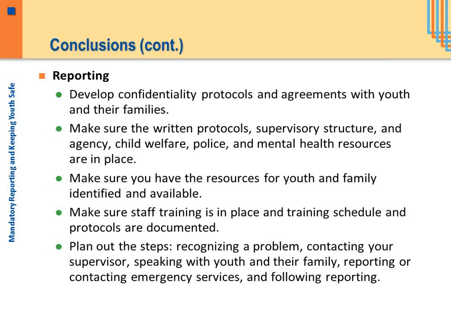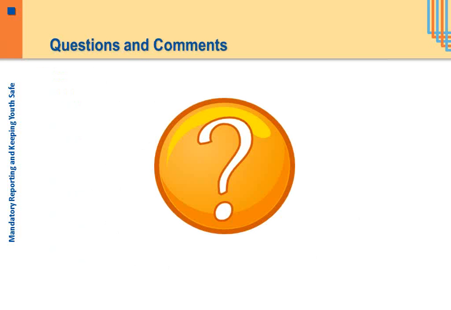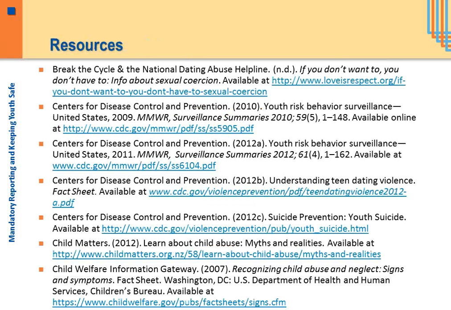Make sure that you have resources for youth and family identified and available, pamphlets and others, hotline numbers. Make sure staff training is in place and a training schedule and protocols are documented, and plan out the steps for recognizing the problem, contacting your supervisors, speaking with youth and their families, and reporting or contacting emergency services. We have at the back a whole bunch of resources for you, and I'm mindful that our session is really at an end.